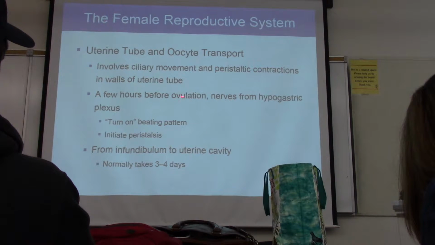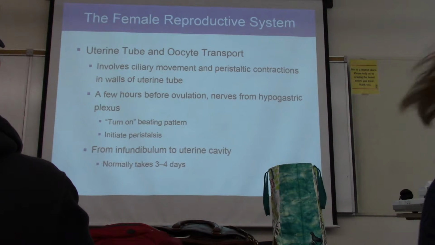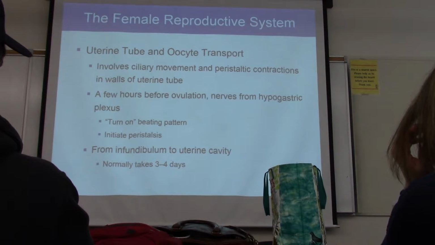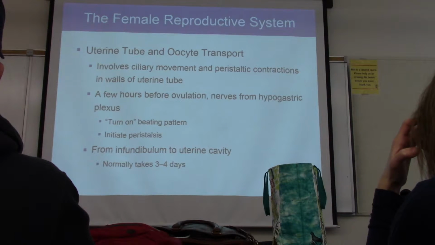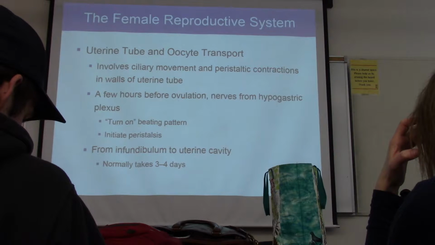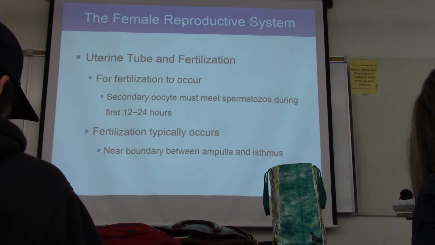A few hours before ovulation, nerves turn on this beating pattern of these little cilia, and so all the little cilia get to moving in the same direction to push the sperm up and then push the eggs down. It makes it all happen. It normally takes 3 to 4 days to make this trip from the infundibulum, the mouth of the uterine tube, down into the uterus, and we're going to talk about that 3 or 4 days quite a bit.